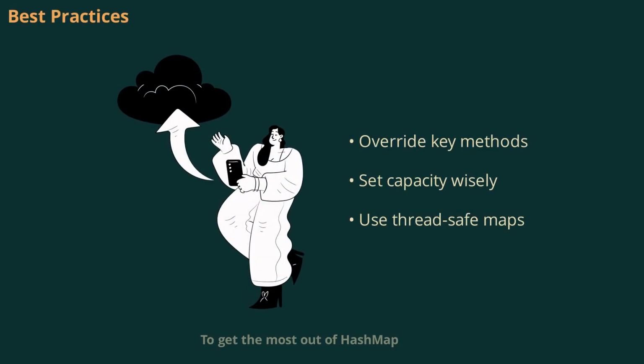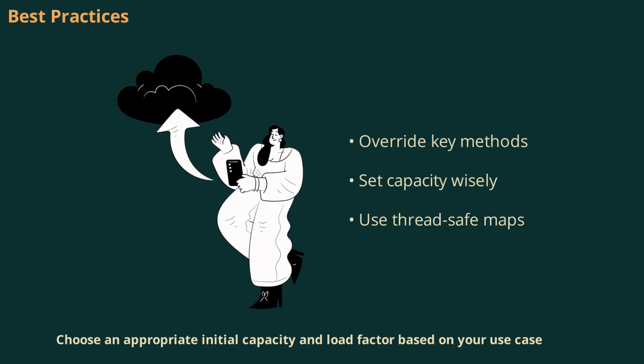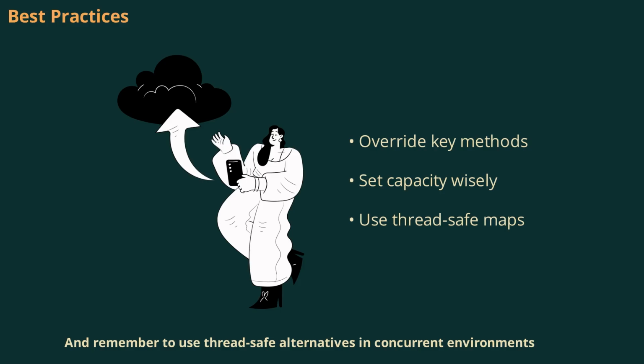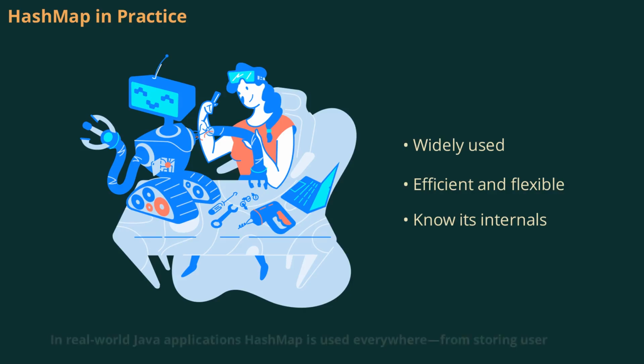To get the most out of HashMap, always override hashCode and equals for custom key objects. Choose an appropriate initial capacity and load factor based on your use case, and remember to use thread-safe alternatives in concurrent environments. In real-world Java applications, HashMap is used everywhere, from storing user sessions to managing caches and implementing registries.